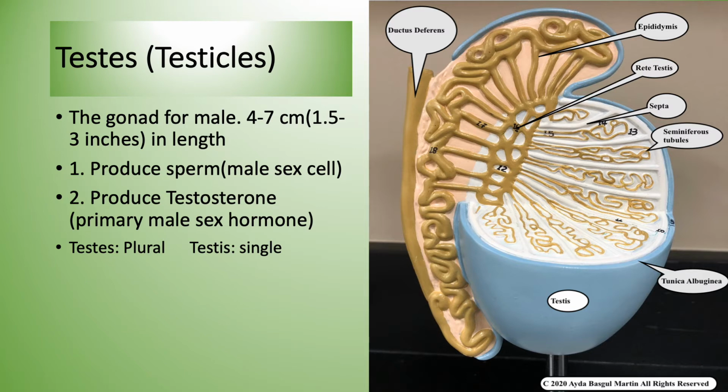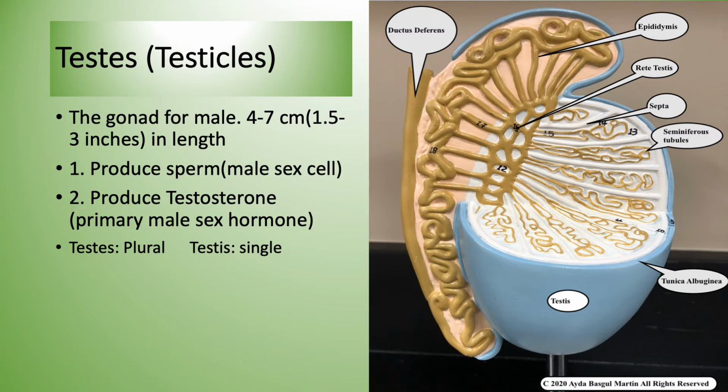And in every testis, there are septae, connective tissue separations. Septae separate the testis into approximately 250 lobules. Inside these lobules, there are coiled tubes we call seminiferous ducts. Seminiferous ducts are the place for the production of sperm.